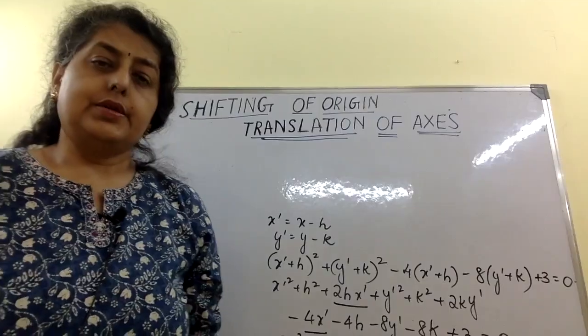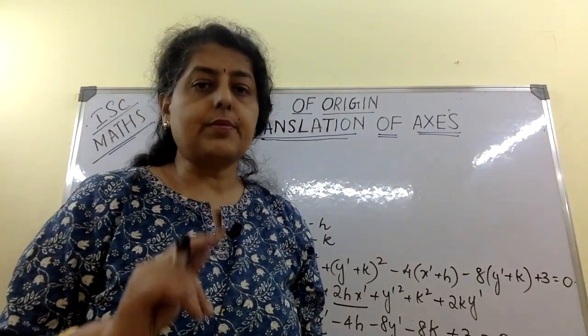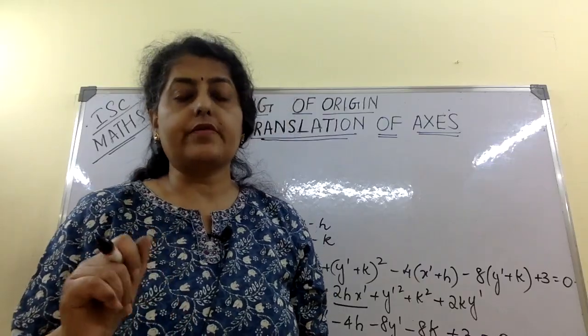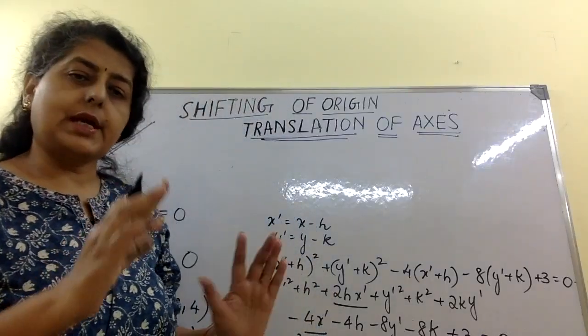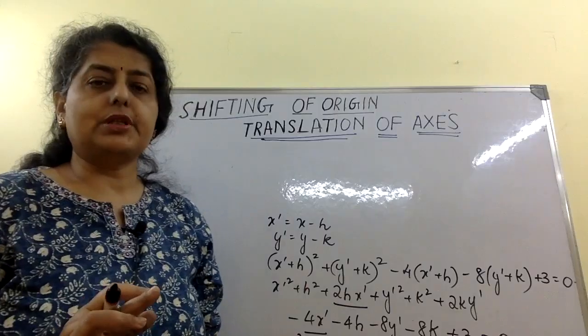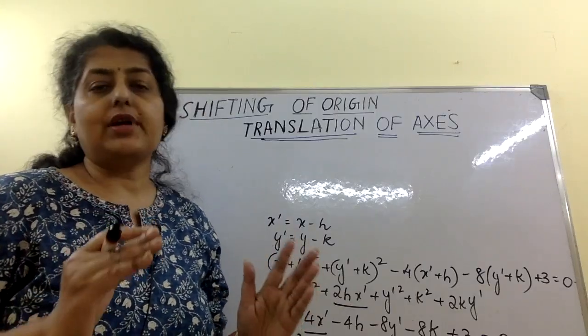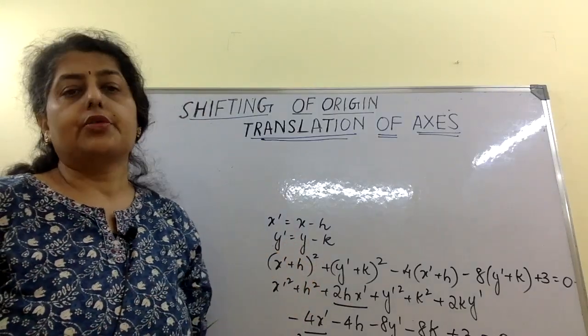Okay. So that is it from this chapter of translation of axis or change of origin. These are the types of questions that can come from this. It's a very simple chapter. All you have to understand is these types of questions.